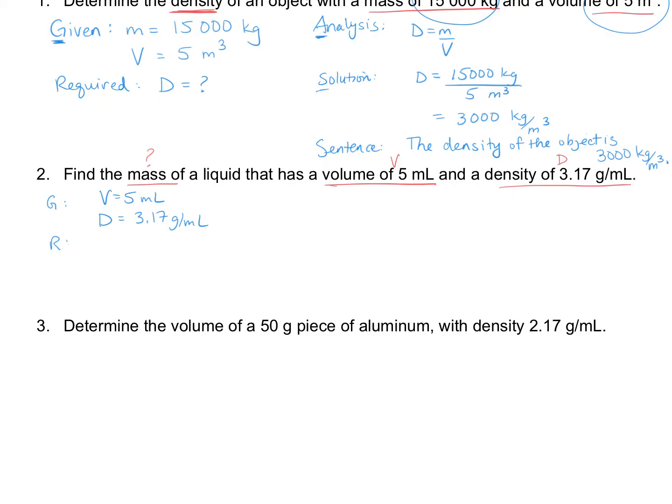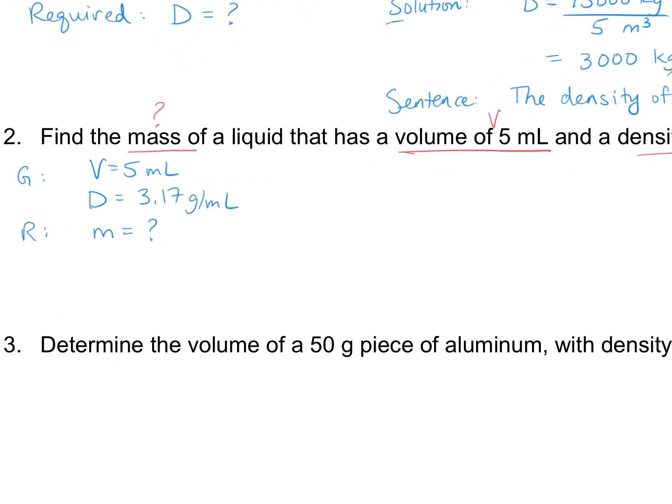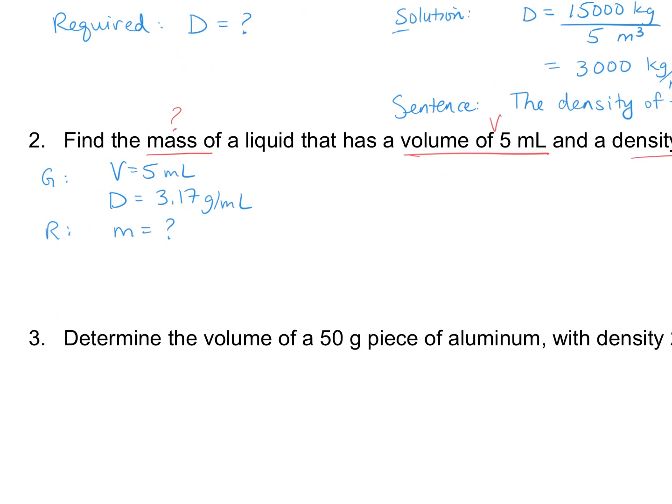Then we list the required. I'm being asked to find mass, so the symbol for that is lowercase m. Then I think back to my formulas and choose the formula that has m on the left side by itself. That's what we mean by isolated, the variable is by itself. So now in terms of my analysis, I'm going to choose the formula m equals d times v.